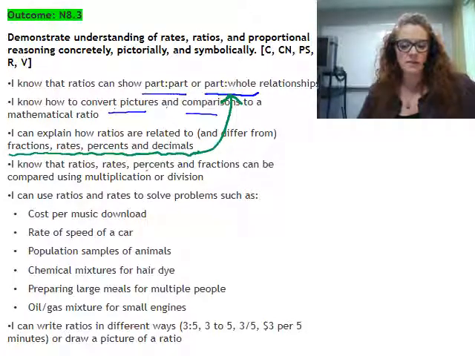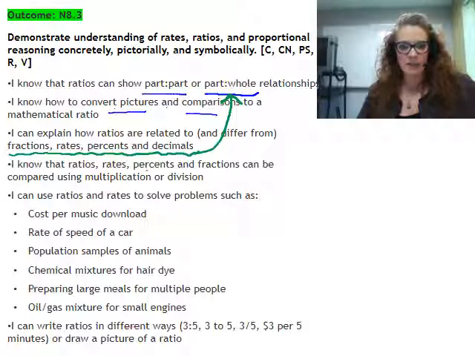Chemical mixtures for hair dye. If you use the wrong ratio, you will end up frying your hair. Be bad. Preparing large meals for multiple people, so you might have to triple or quadruple a recipe, and what does that mean? Or maybe you're doing servings of meat per person, how much each person is going to get.